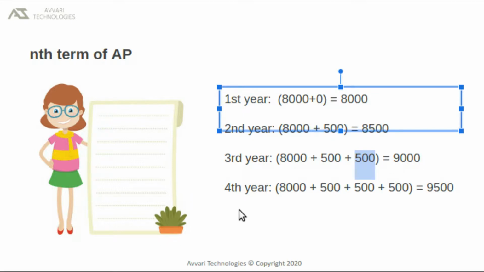And in the fourth year, her initial salary was 8000 rupees. In the second year she got an increment of 500 rupees, in the third year she got an increment of 500 rupees, and in this year, the fourth year, she again got an increment of 500 rupees. The total sum is 9500 rupees. We can rewrite these numbers in one more way that we will see in the next slide.